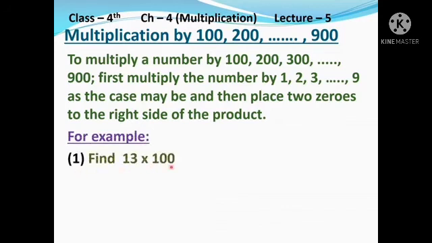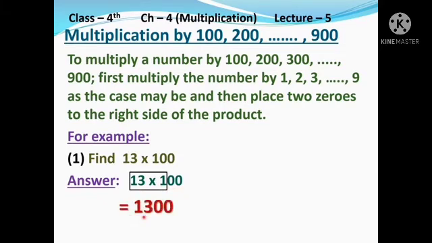For example, question 1. Find 13 multiply 100. First multiply 13 by 1. Okay, see 13 multiply 1 equal to 13 and then place 2 zeros to the right side of the product. So answer will be 1300. Clear? 13 multiply 100 equal to 1300. Okay.